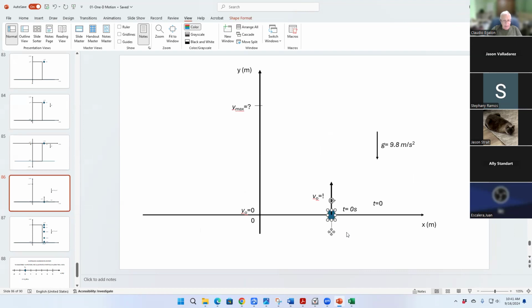We do know that when the object reaches the maximum height, right here, okay, so here you go. We do know that when the object reaches its maximum height, and I'm going to call it the maximum height, that corresponds to the final position.